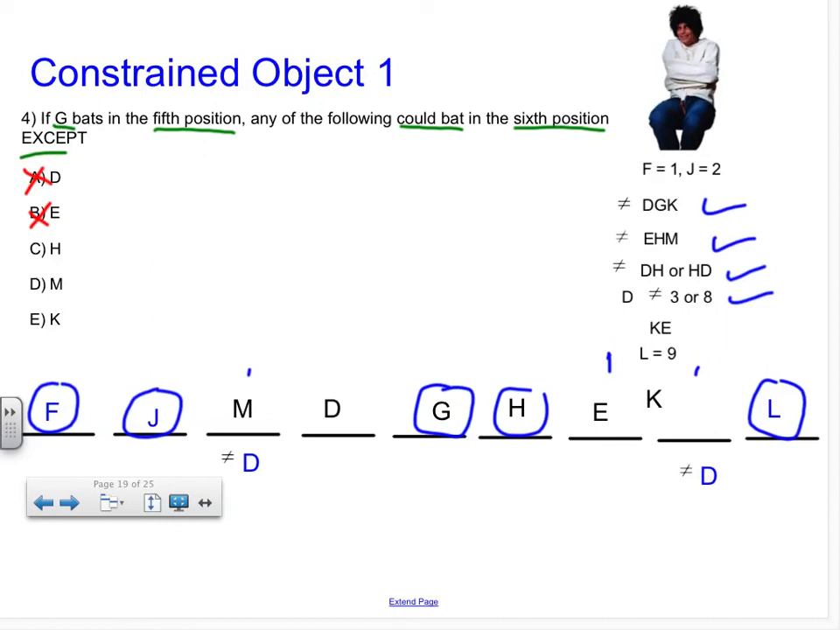What if we were to swap these back? So the D, K, and H are separated. E, H, and M are separated. D and H are separated. D is not in the 3rd or 8th position. E now comes after the K, and L's in the 9th position. That was a trickier one, but we got it, and C works.